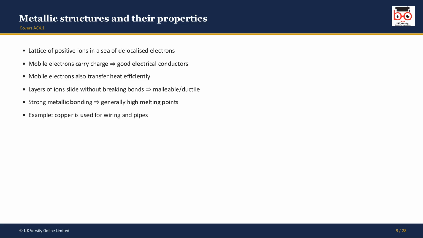Now, metallic structures. You have a lattice of positive ions in a sea of delocalized electrons. Those mobile electrons carry charge, making metals good electrical conductors, and they transfer heat efficiently too, so metals are good thermal conductors. Layers of ions can slide over one another without breaking the bonding, which makes metals malleable and ductile. And strong metallic bonding gives generally high melting points. Copper is the everyday example, used for wiring and pipes.